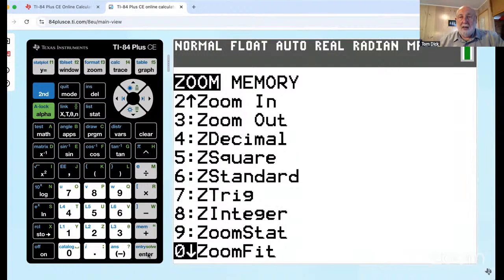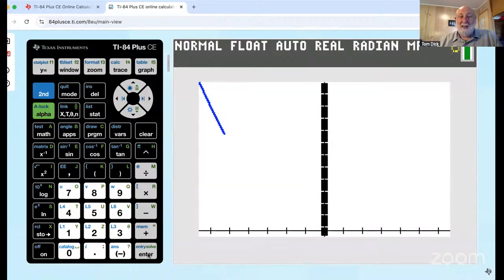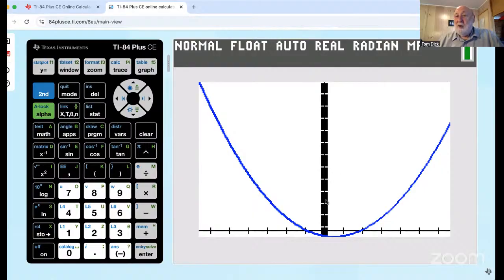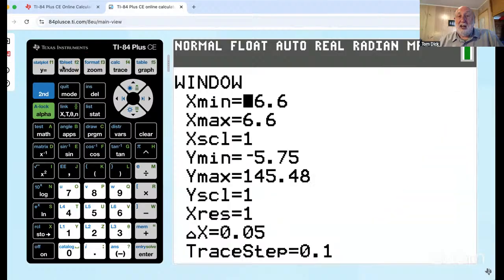Now, what Zoom Fit does is it actually samples the function across your X range and figures out what a good Y range would be. As simple as that. So we'll try Zoom Fit. And you can see that looks pretty good. If you're wondering what's this kind of crazy stuff along the Y-axis, I think that's just a whole lot of hash marks. In fact, if we go back to our window and check it out, notice your Y min and your Y max. The Y max is really huge here.